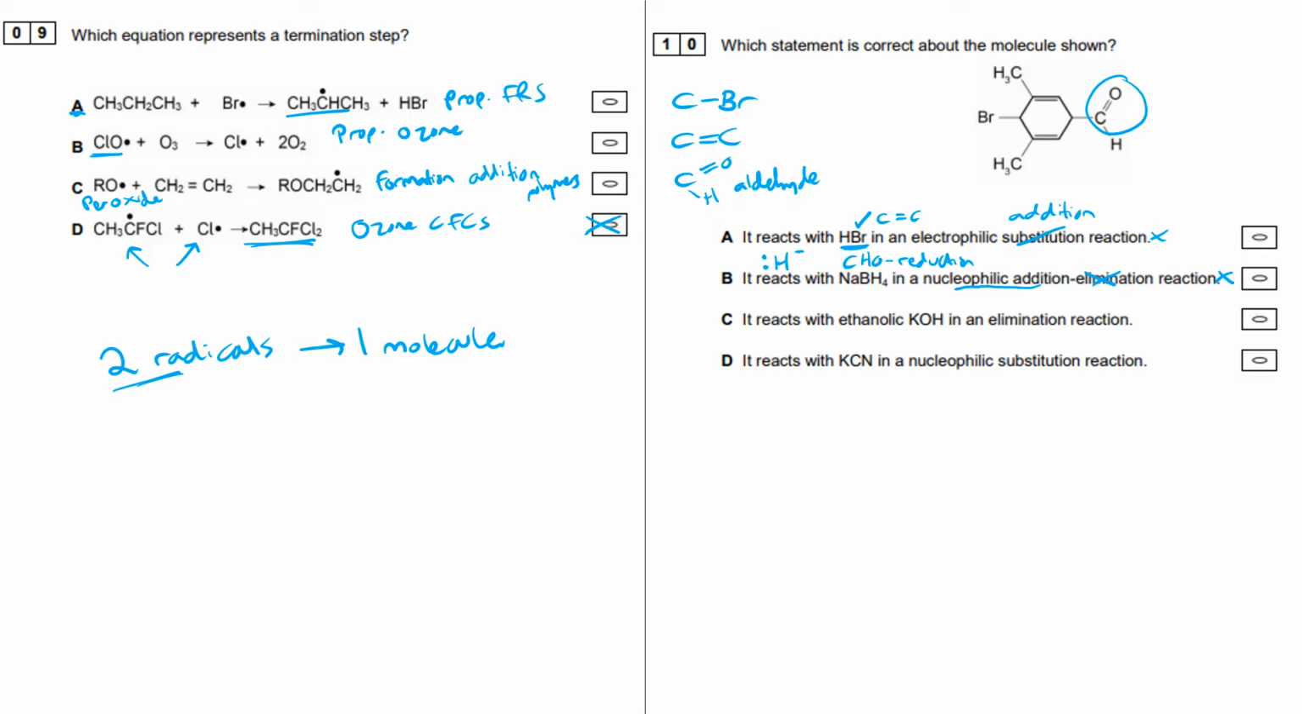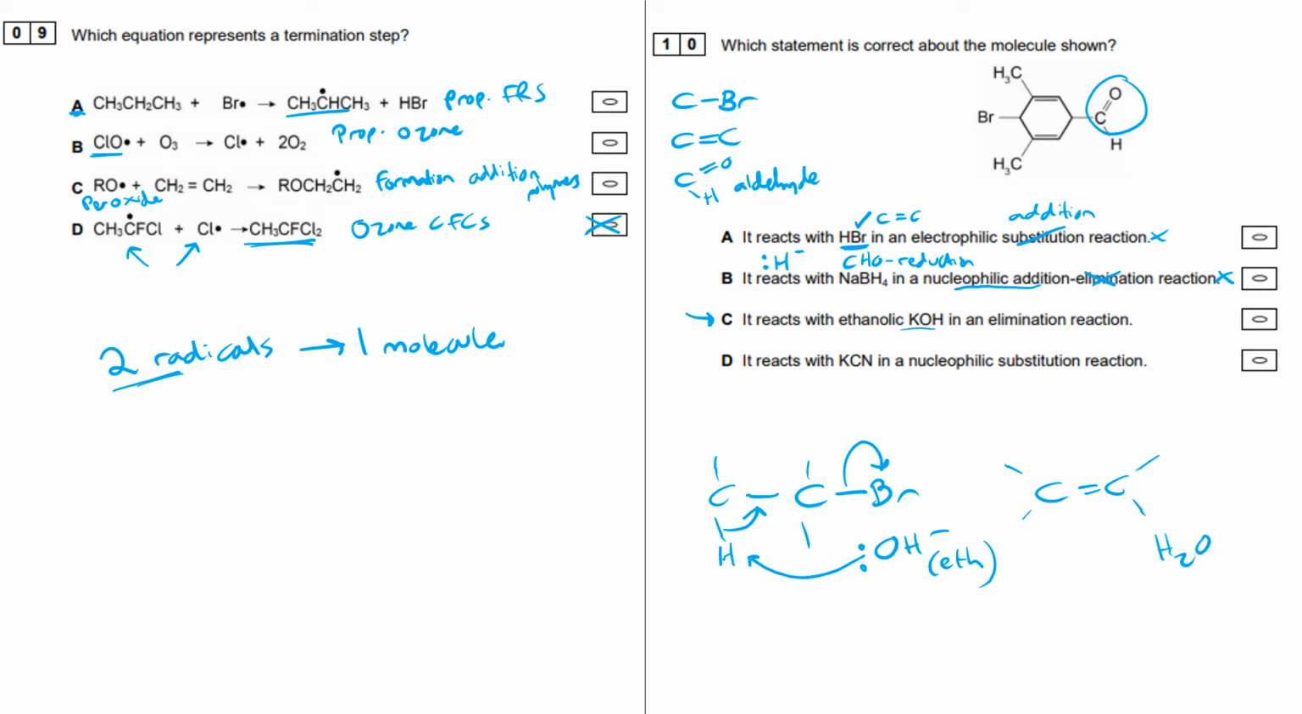Statement C, it reacts with ethanolic KOH in an elimination reaction. Now haloalkanes do react with hydroxide ions dissolved in ethanol via elimination. I'll just remind you how this mechanism works, because this is an answer that many students have given as the correct answer. So the hydroxide would usually attack the adjacent hydrogen. That will cause a double bond to form, and then the halogen breaks off. And you're left with an alkene and water.